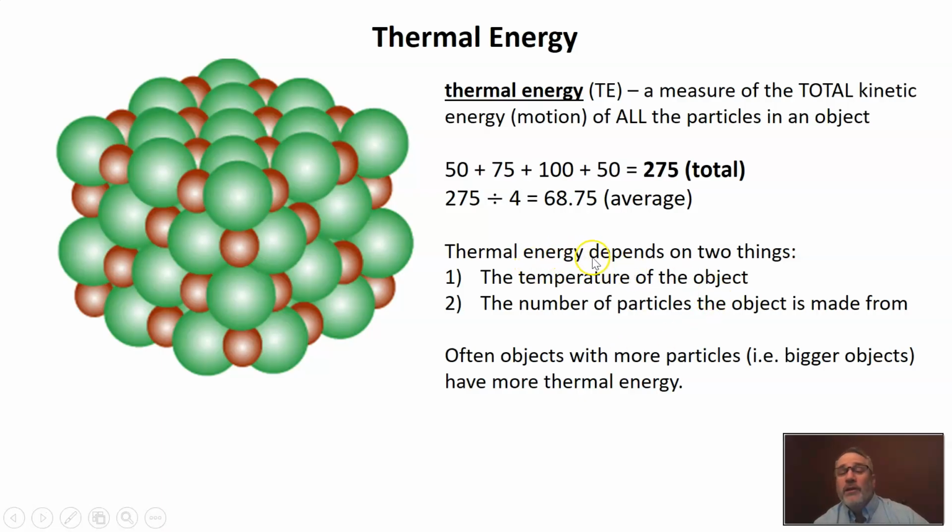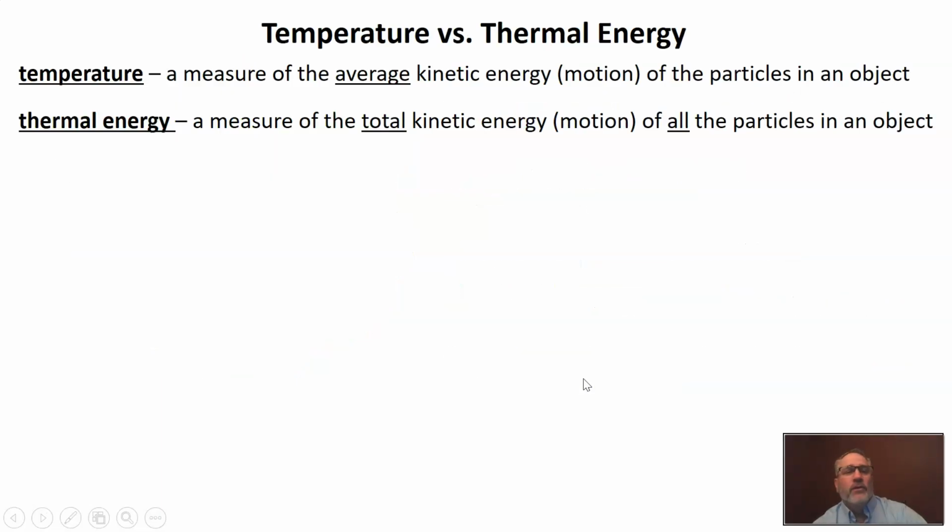I do want to mention, though, that thermal energy does depend on two things. It does depend on the temperature of the object. So if this object is 78 degrees Fahrenheit, that is absolutely going to make a difference. But here's the second part, and this is the one that's tricky. Thermal energy also depends on the number of particles that the object is made from. So some matter and some objects are made from fewer particles. In some ways, we can almost equate that to size. So often, this means that objects with more particles, i.e., bigger objects, are going to have more thermal energy.